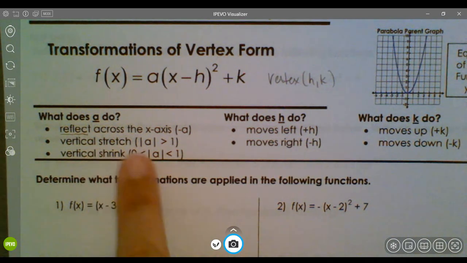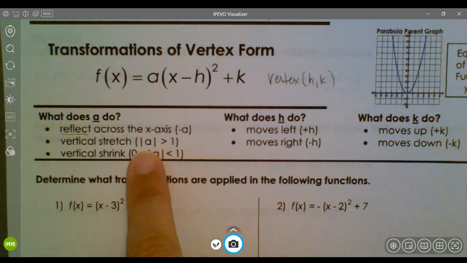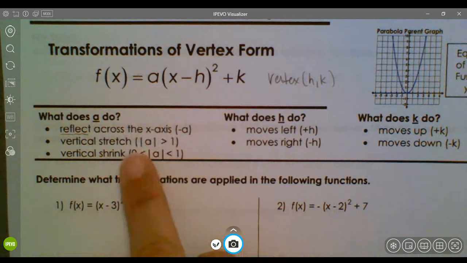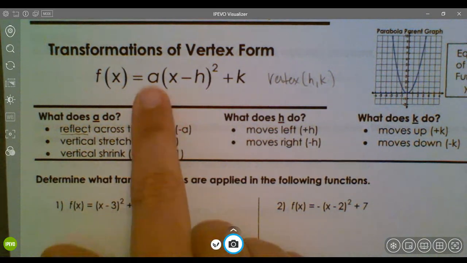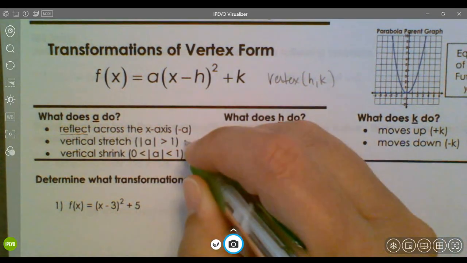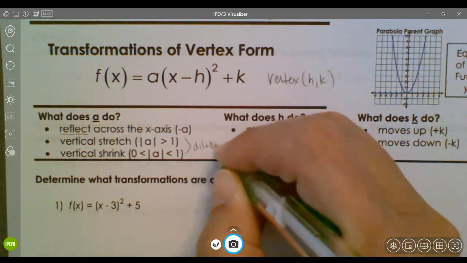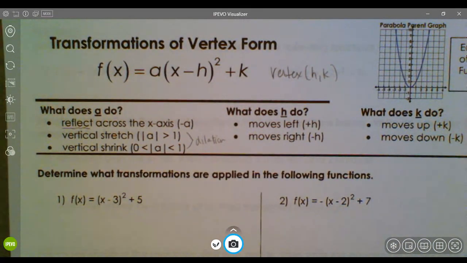We have a vertical stretch where if a is greater than 1, the absolute value of a is greater than 1, so this could be 5, this could be negative 5. Remember, it goes 5 times as tall. There could be a shrink where if we put 1/2 in here, then suddenly we're 1/2 as tall. In geometry, we refer to these as dilation, but in algebra, we call them a vertical stretch and a vertical shrink.